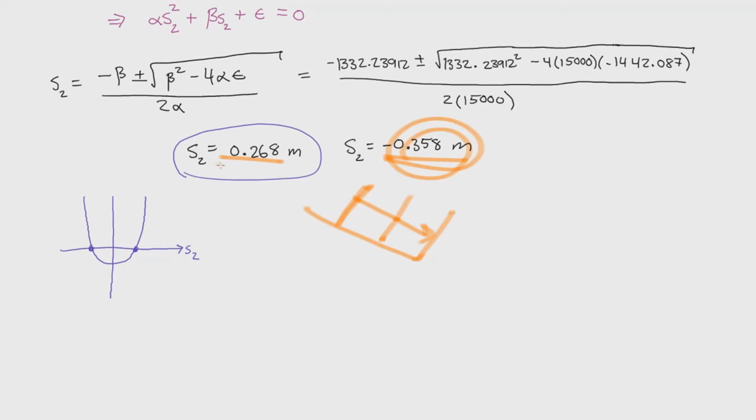So we can say that the actual extra deformation of the spring is going to be 268 millimeters. So hopefully this helped you.